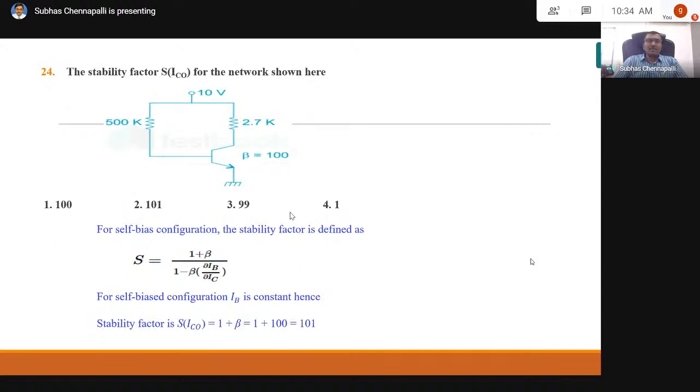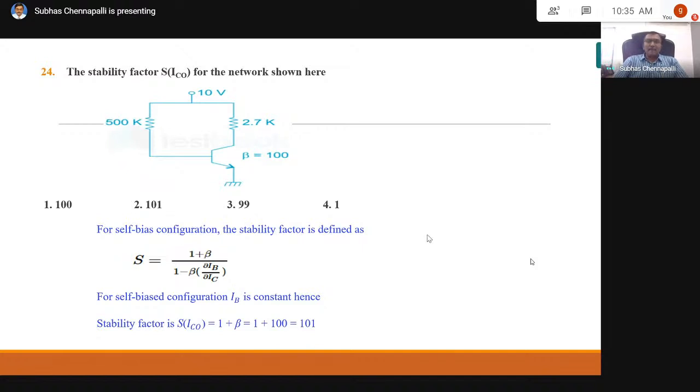You have one more question. The stability factor, that is dou IC by dou ICO, with respect to ICO: collector current variation with respect to saturation current. It is asked for the network shown here. This is a fixed bias network. You remember the formula very well. This is the general formula, but it is a fixed bias network, so dou IB by dou IC becomes 0. So S is equal to 1 plus beta. Beta is given here as 100, so 1 plus beta is 101, and that is the answer.